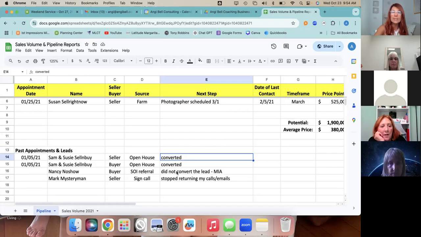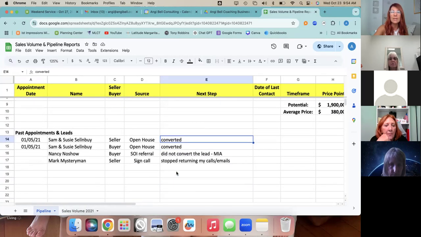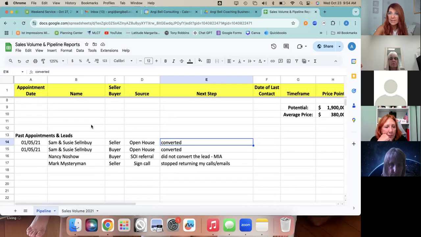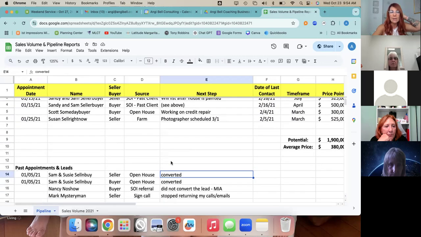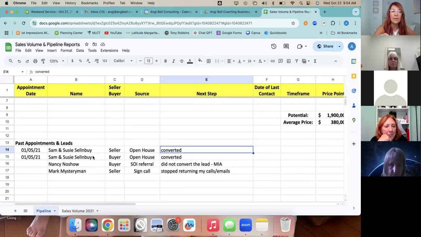For the people that we did not convert, the leads that we received and didn't convert, we don't delete them, we move them down to the bottom. So let's say, for example, in this example, Sam and Susie, we converted them. So just moving them down, I'm going to add them to the sales volume. I don't need to change anything. This information down here is completely irrelevant. The only thing I really need to know is who were the people I converted and who were the ones I didn't, and where did those leads come from?